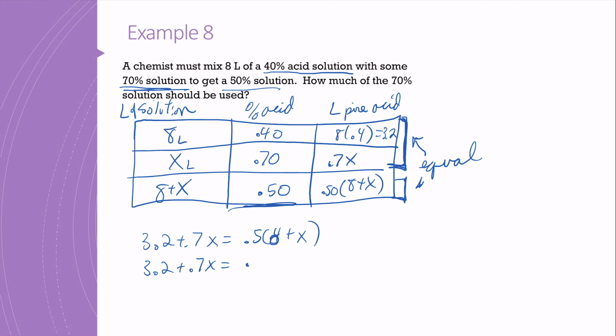Why did I write 4? I was doing the math in my head. Sorry, guys. 0.5 times 8, that's 4. Half of 8 plus 0.5x.